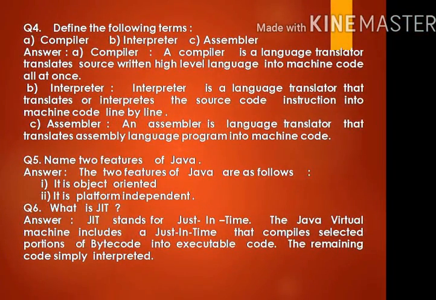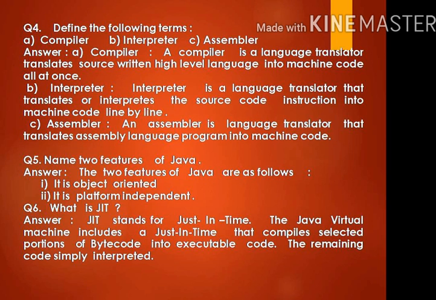The next slide contains the next part of questions and answers. Question number 4. Define the following terms. Number A. Compiler. Number B. Interpreter. Number C. Assembler. Number A. Compiler. A compiler is a language translator. It translates source code written in a high-level language into machine code all at once.